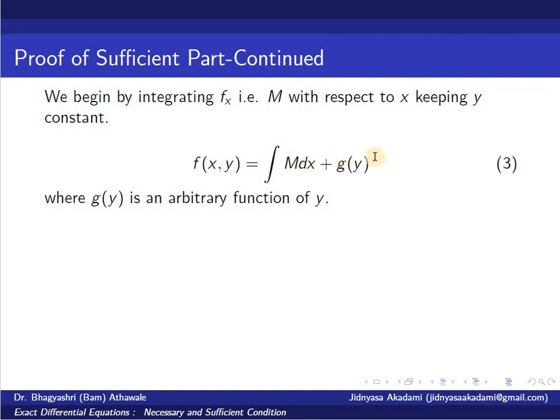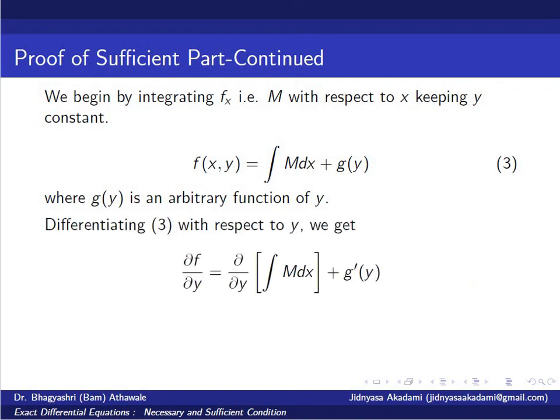But to find that g of y, we are going to use the other constraint. The other constraint is ∂f/∂y should be N. So differentiate this with respect to y. So what is ∂f/∂y? It is ∂/∂y of this term, integration of M dx, plus g'(y). Because it is a function of a single variable, it is an ordinary derivative, that is g'(y).